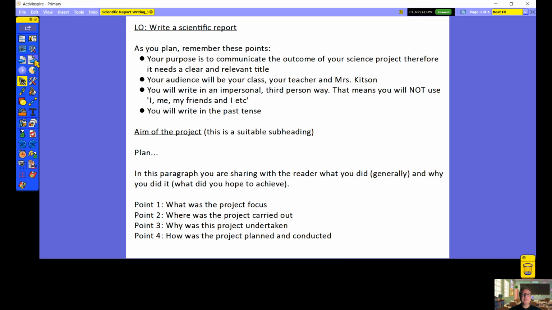So, some points around writing to think about. The aim is to plan and draft in each lesson. As you plan, remember these main points. The purpose of your writing is always really important, and the purpose is to communicate the outcome of your science project. Therefore, it needs to be clear and it needs to have a relevant title so your audience know what they're going to be reading about.